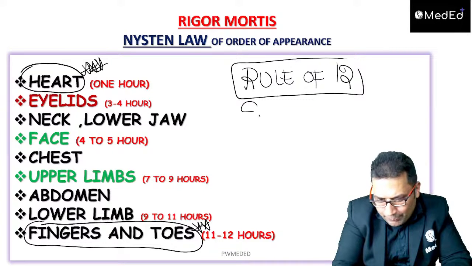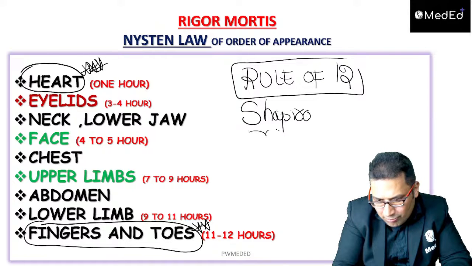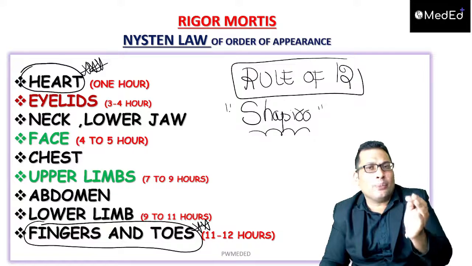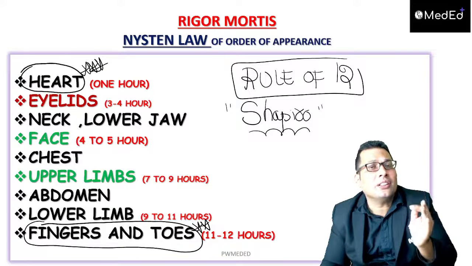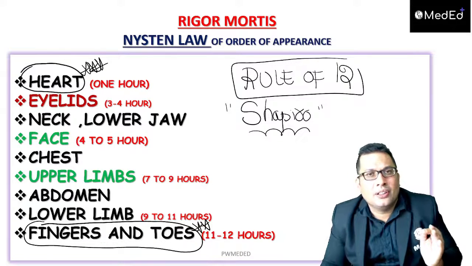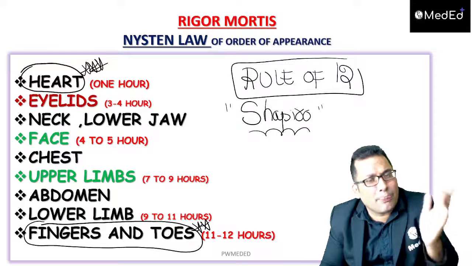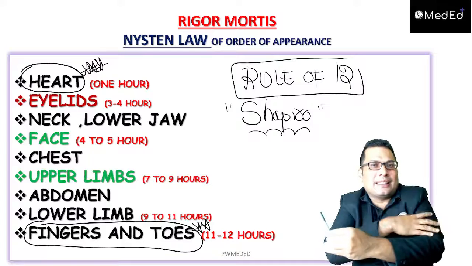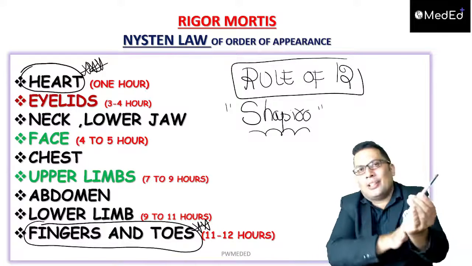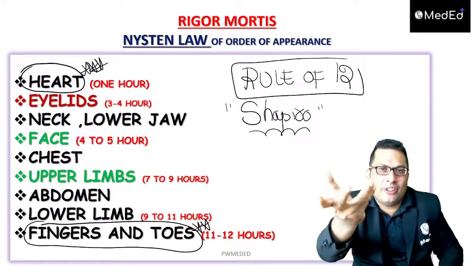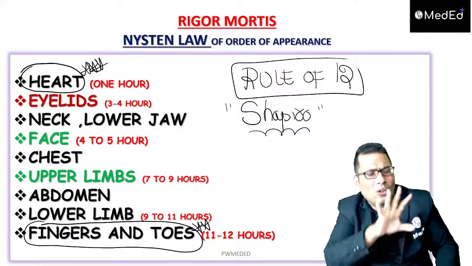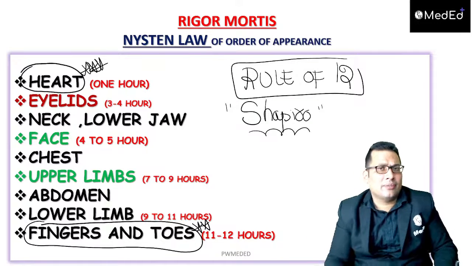One more rule, the Shapiro rule. What is the Shapiro rule? Proximo-distal progression of rigor mortis is known as the Shapiro rule. It first occurs in the proximal muscles like biceps and triceps, then in the forearm muscles, then in the fingers and the toes. All of these rules are very commonly asked as MCQs.